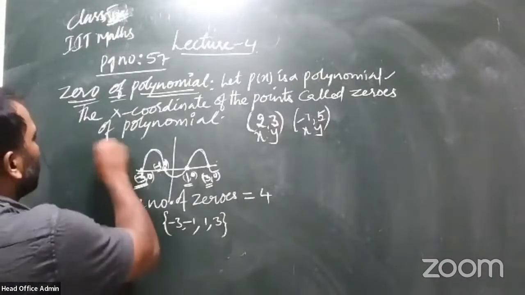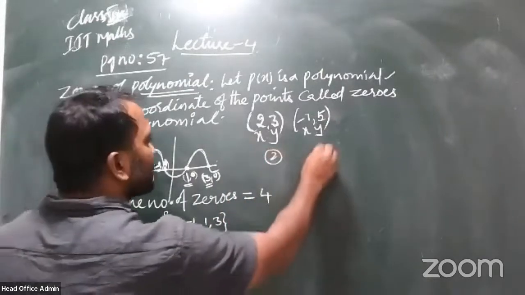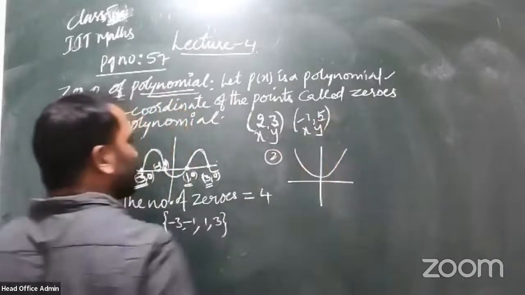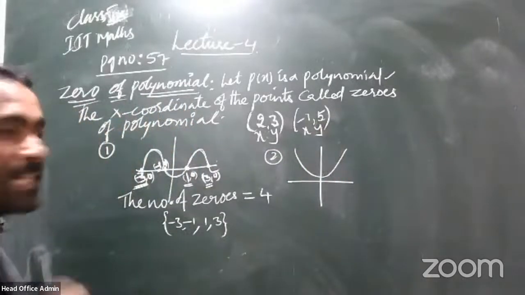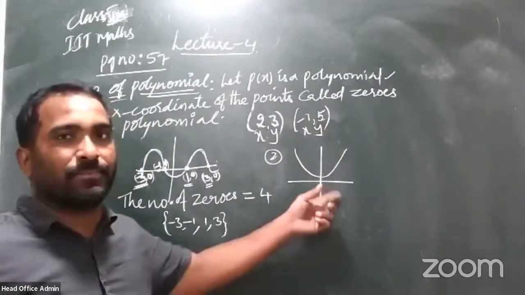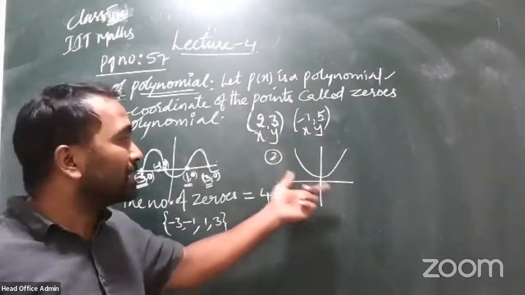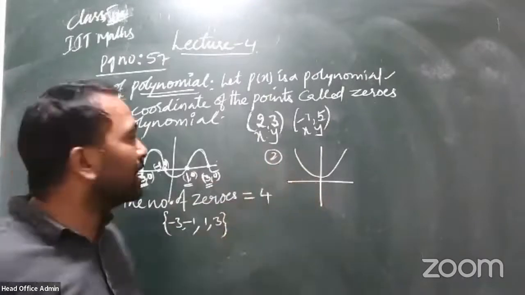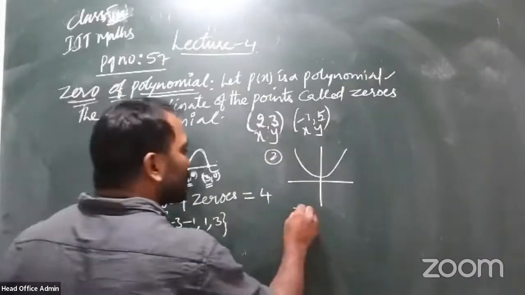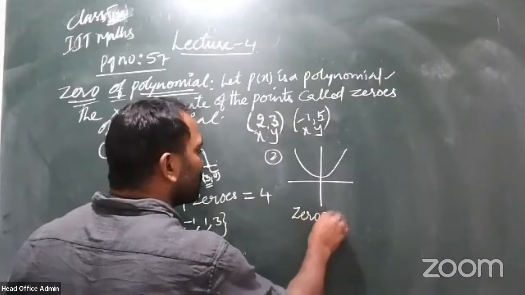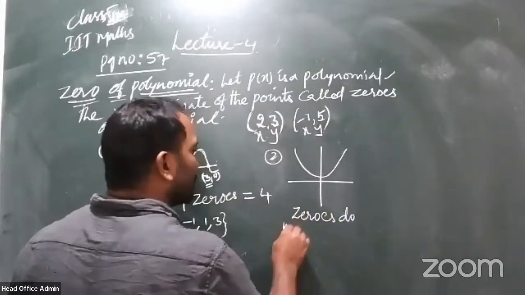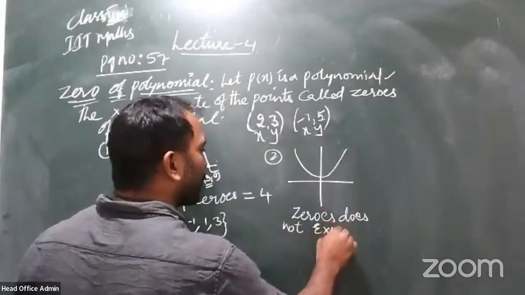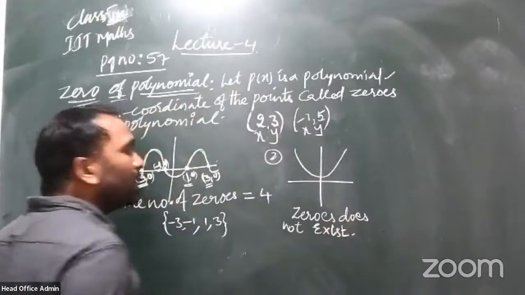So suppose the graph is like this. It means the given curve does not touch the x-axis. The given curve is not touching the x-axis. When the curve is not touching the x-axis, here we can say that zeros do not exist.